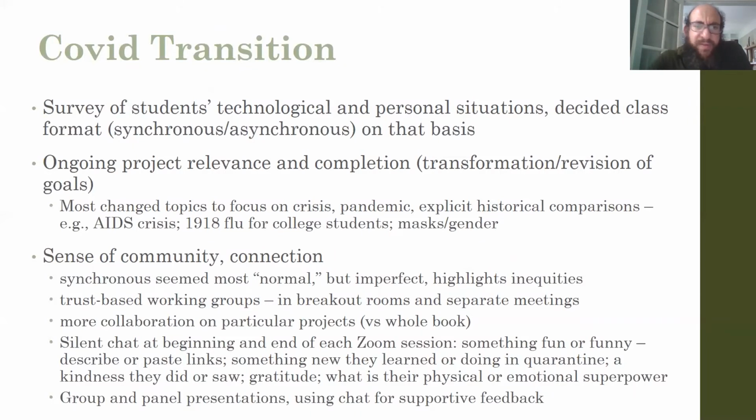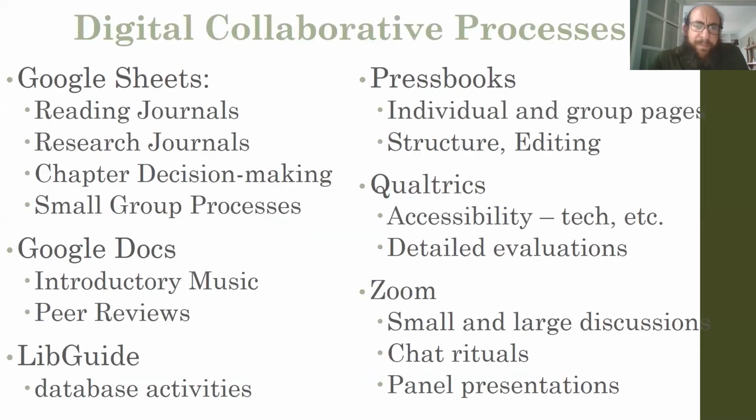Yeah, so I put this down at the bottom as a way of creating a sense of community and connection: something fun or funny, pasting or describing links that they've been engaging with, doing something new they learned or did in quarantine, some kind of kindness they did or saw. So a lot of what I was trying to do, both in the project and in the structure of the class, was really around fostering various forms of trust and connection. And these are some of the ways that I tried to think about doing that through this transition, this pivot. And then at the end, they did panel presentations online, in their groups, sharing their projects with the class.